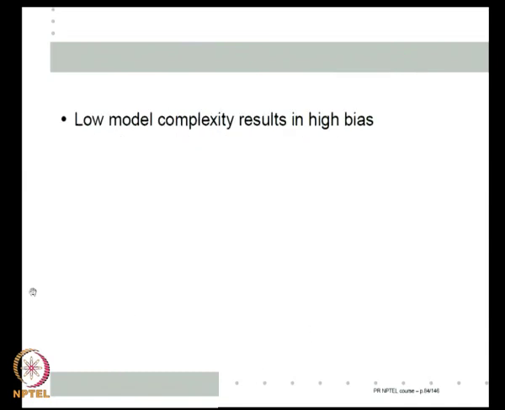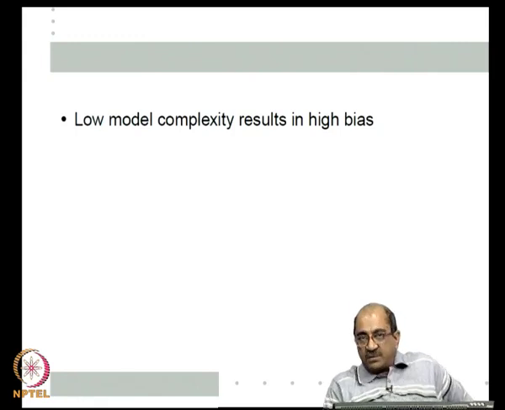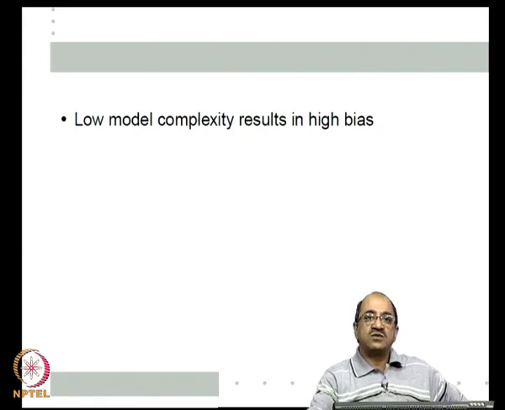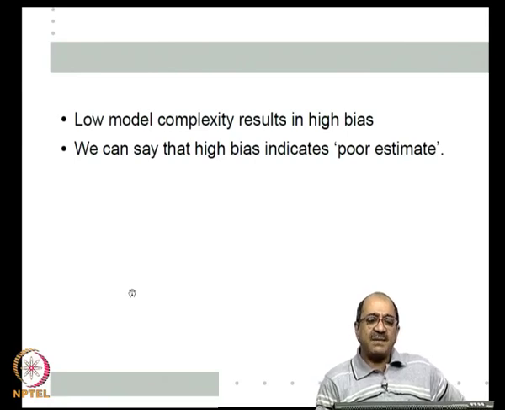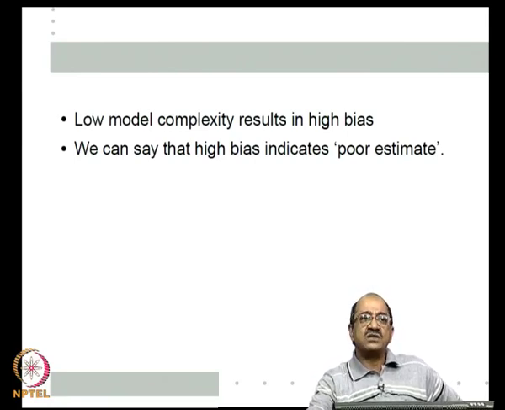So, low model complexity results in high bias. Right? If the model is very restricted, I may not be able to find a function that is close to the target function. So, I may have a lot of bias. If I am learning a 10th degree polynomial using linear models, obviously even the best algorithm can only give me a linear function. So, my model complexity is very small, and there will be a lot of bias. So, we can say high bias indicates a poor estimate. I have not chosen the right class to look for the function.